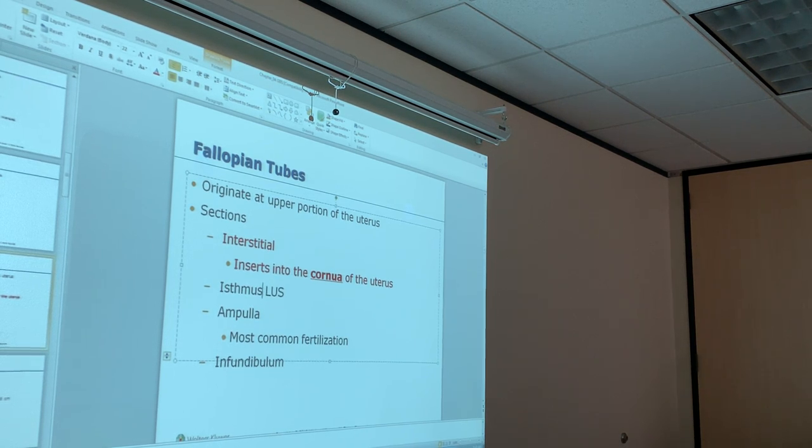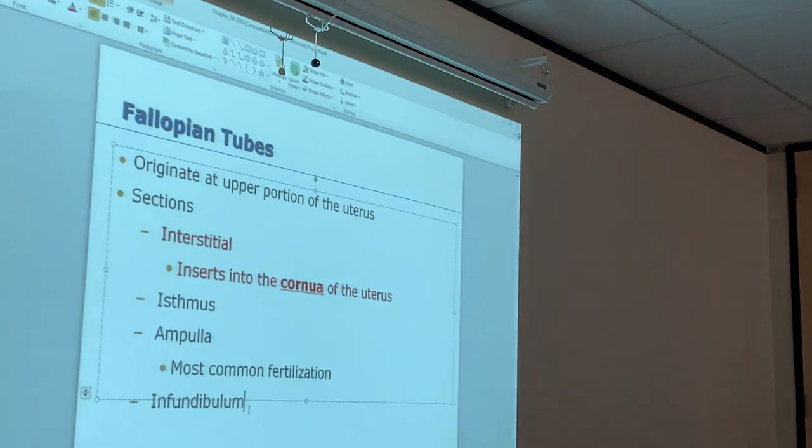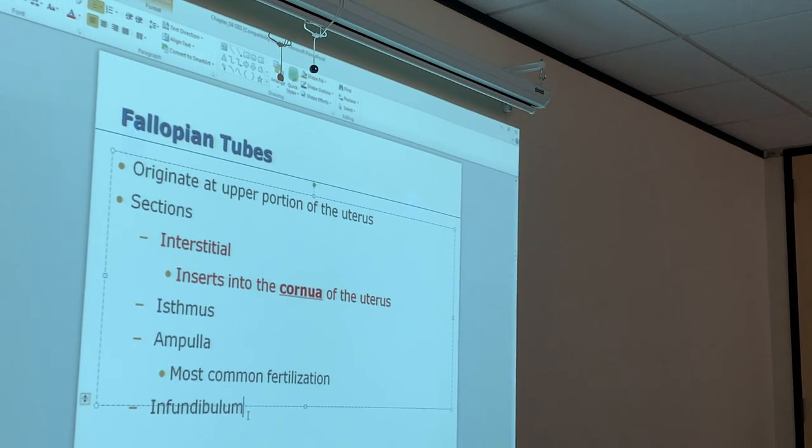Oh, no, we're in the wrong one. I'm talking about the lower. Then you have the ampulla. Then you have the infundibulum. That's where the fimbriae are. That's what sucks the egg up into the fallopian tube.